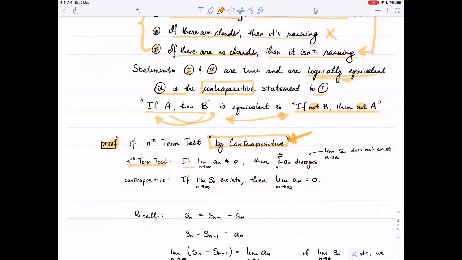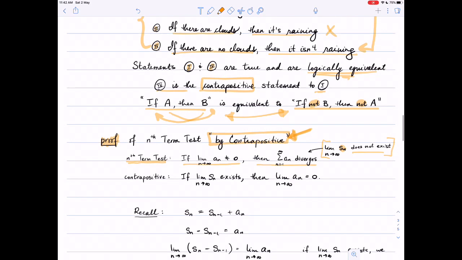If the limit of a sub n as n goes to infinity is not 0, then the series diverges. So let's just take a moment and remember that the series diverges means the same thing as the limit of Sn, not an, the limit of Sn does not exist. Right? That's the partial sums that was in the definition of convergence for a series. So what is the contrapositive?